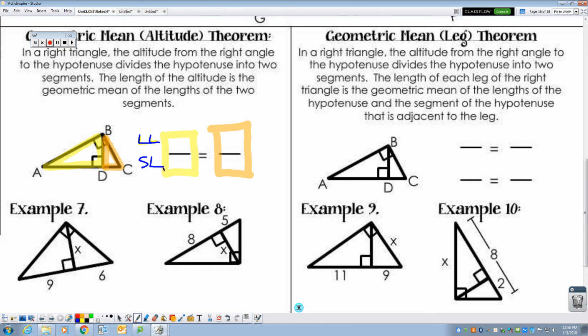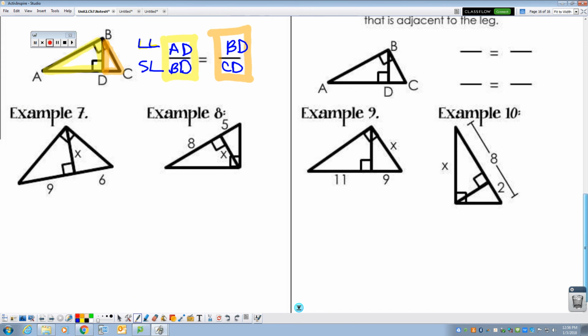So the long leg of the yellow is AD. The short leg of the yellow is BD. The long leg of the orange happens to also be BD. And the short leg of the orange is CD. And they're just kind of telling you that rule always works. But if you're using proportions, you don't really need to memorize it. So for example 7, we're going to use that concept. I'm looking for X, so I'm going to highlight the triangle or triangles X is part of, and in this case X is in two triangles. It's in the yellow and it's in the orange.